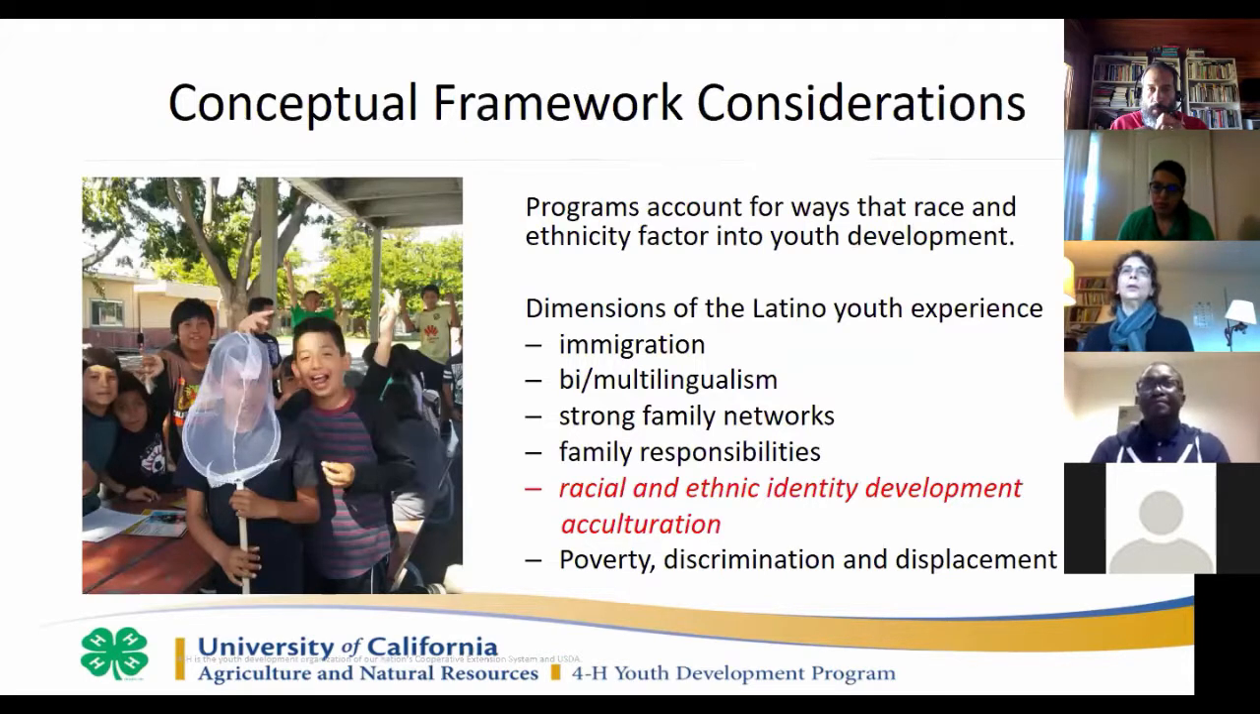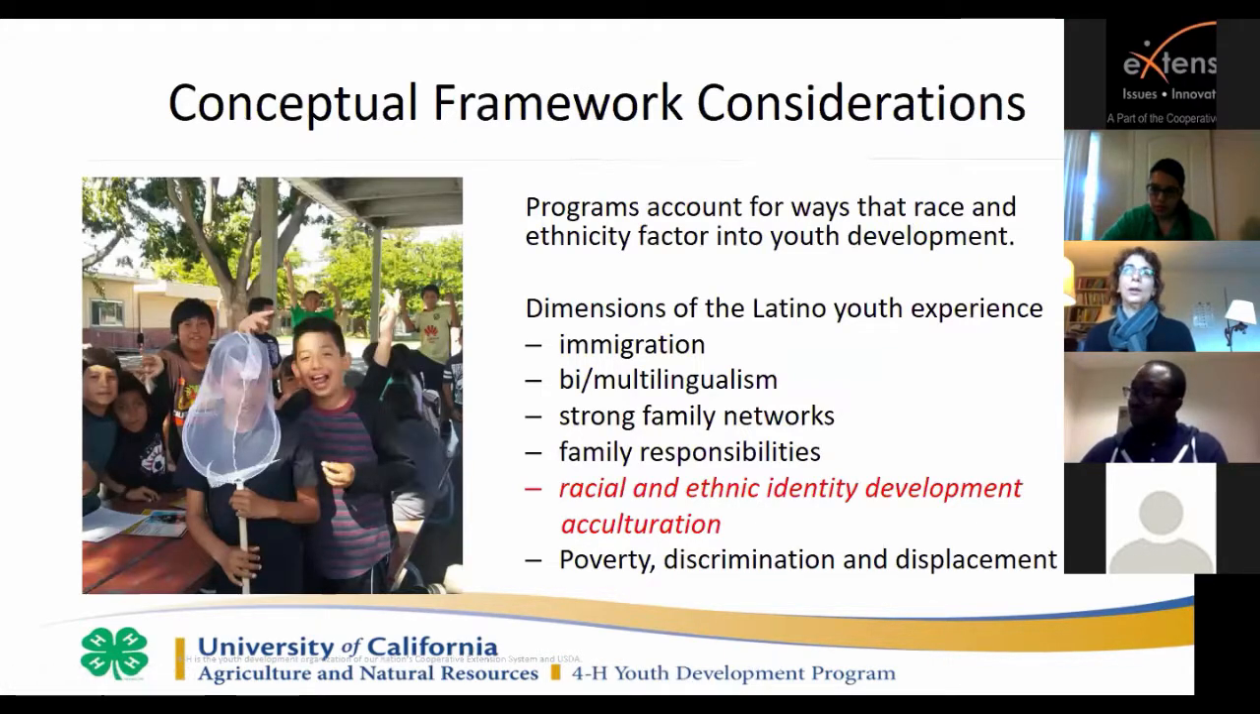In successful Latino youth organizations, programs account for ways that race and ethnicity factor into youth development. They also account for the dimensions that Latino youth may experience, such as immigration or the various immigration statuses that families might have, and whether they're bilingual or multilingual. It could be bilingual in English and Spanish, or multilingual, with an indigenous language, Spanish, and possibly English. Also, strong family networks, and the various family responsibilities that Latino youth have, like taking care of their siblings and picking them up from school while their parents work.